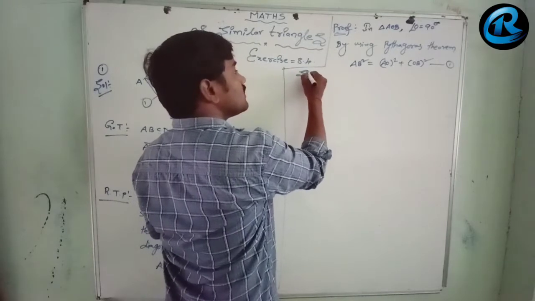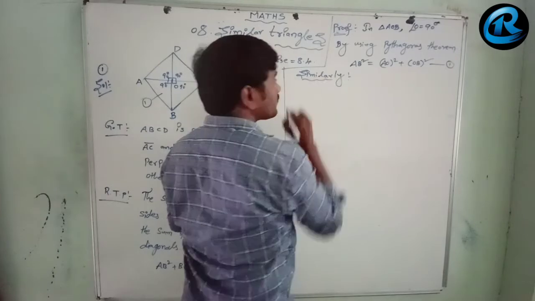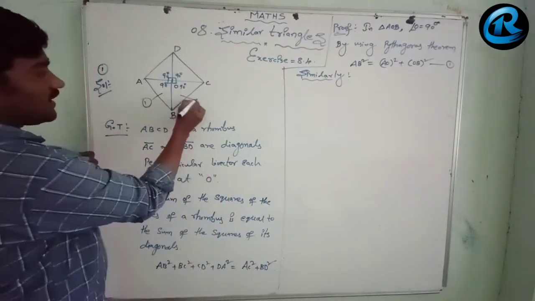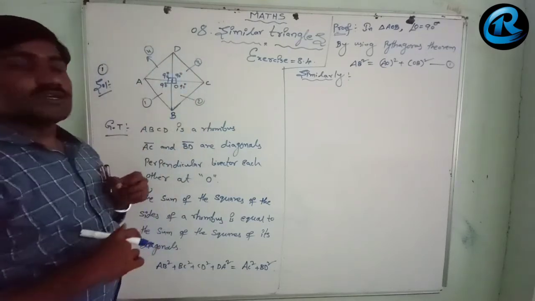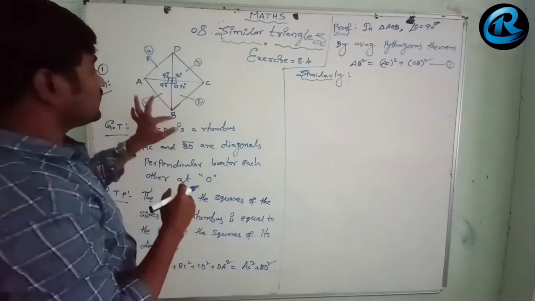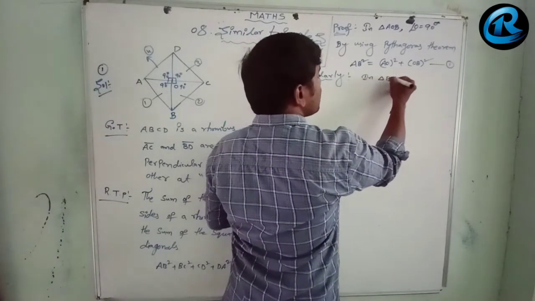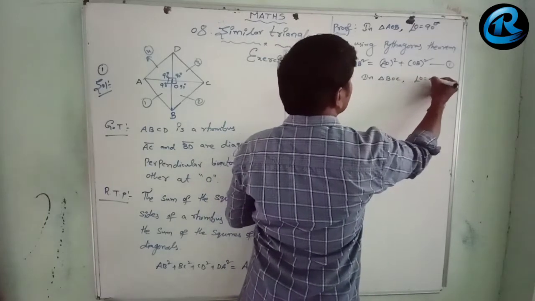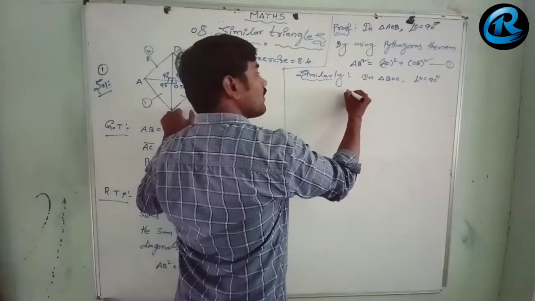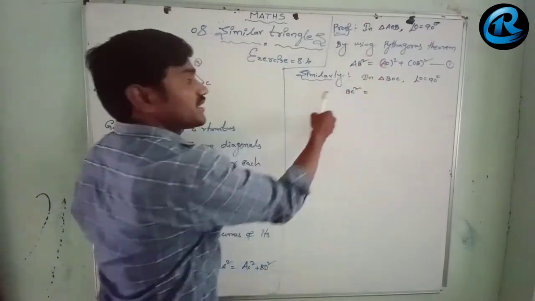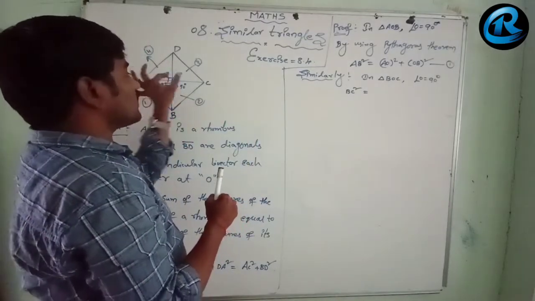Similarly, we can write for the second, third and fourth triangles. There are 4 triangles here. So similarly, in triangle BOC, where angle O is equal to 90 degrees, again by using the Pythagoras theorem, BC square equals OB square plus OC square.